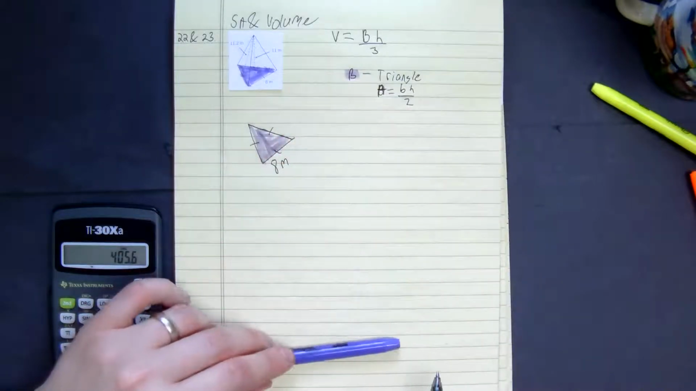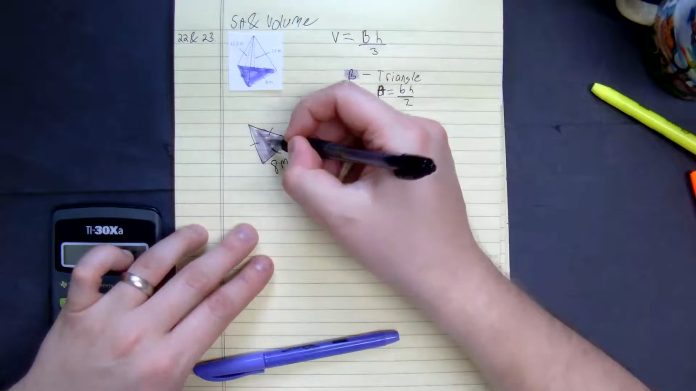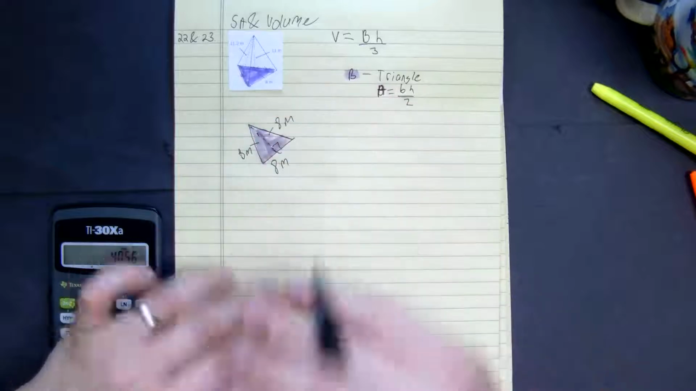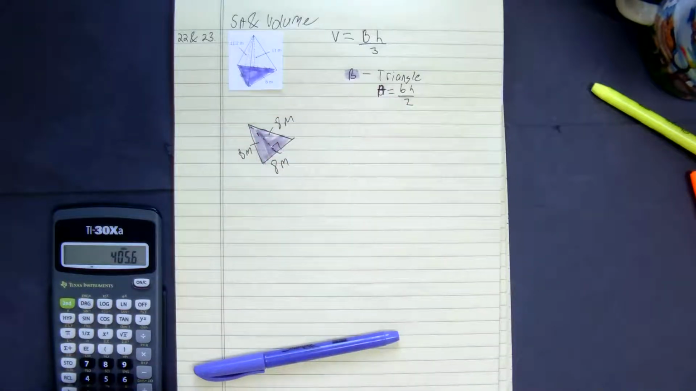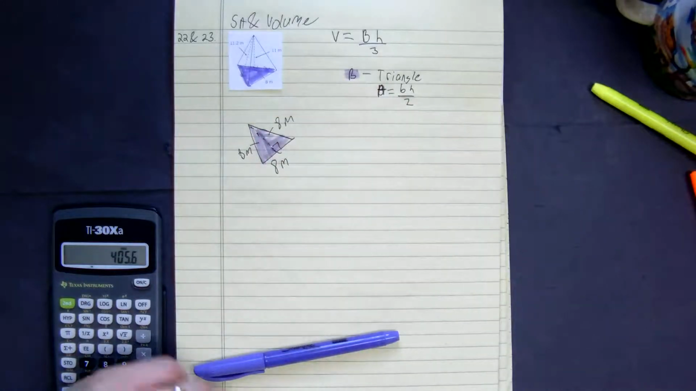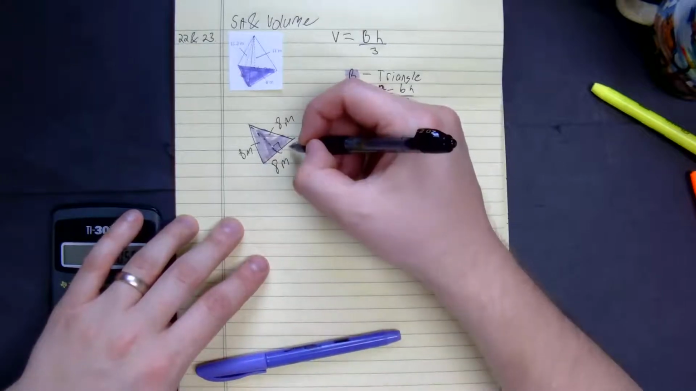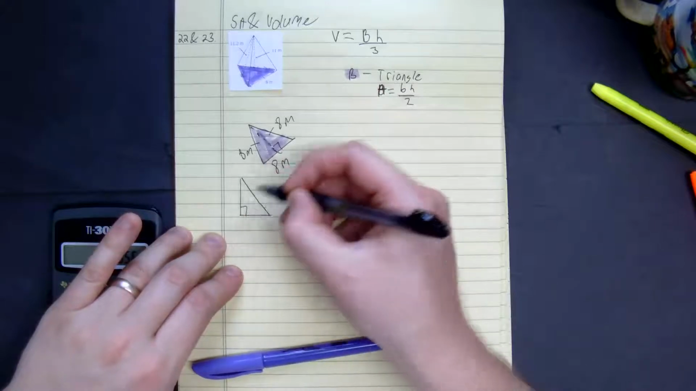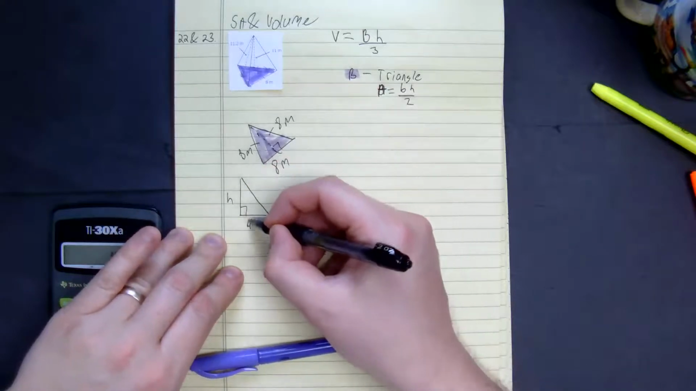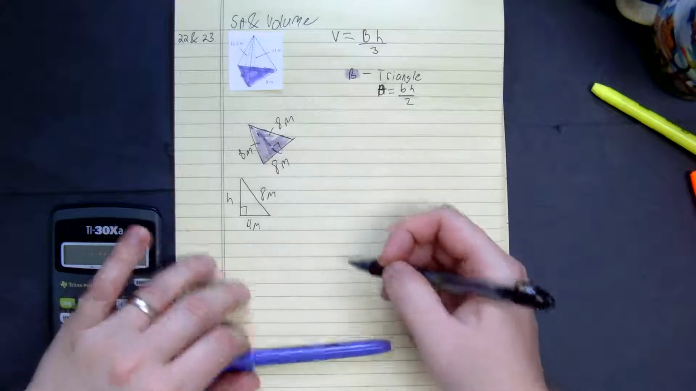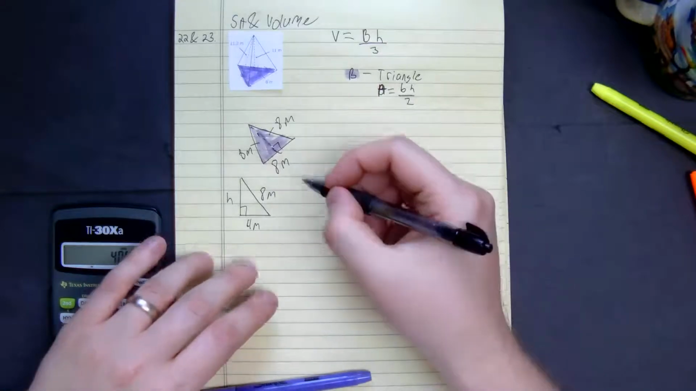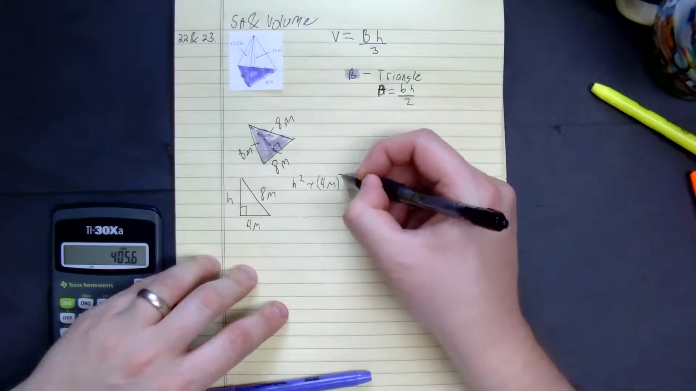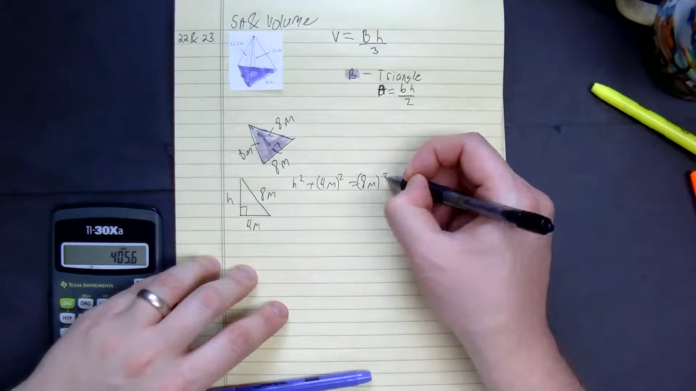Doesn't matter where you start, but I'm just going to make the height right here. All the sides are 8 meters. So what we have to do is the Pythagorean theorem. Half of this would be 4 meters, so we're just going to cut in half and do the Pythagorean theorem. We don't know the height. We know this is 4 meters, and we know this is 8 meters. So doing the Pythagorean theorem, we get the following: h squared plus 4 meters squared equals 8 meters squared.